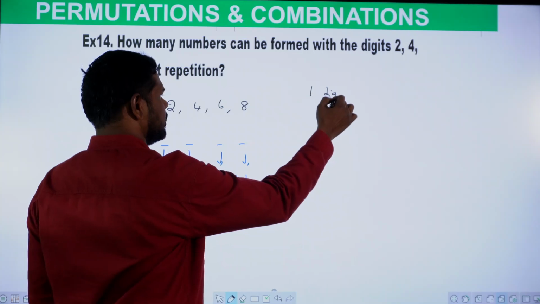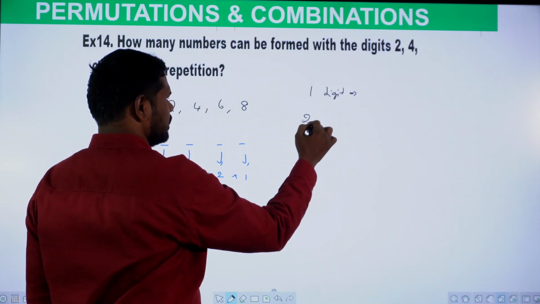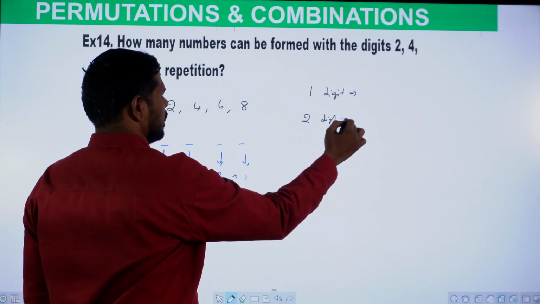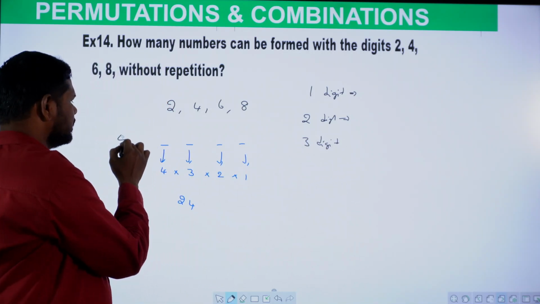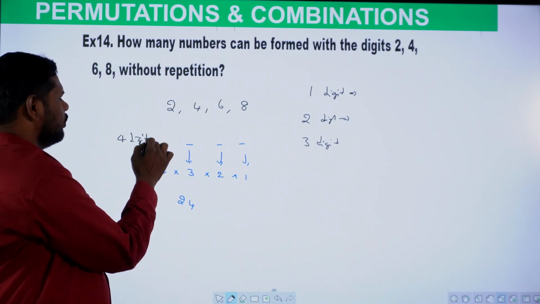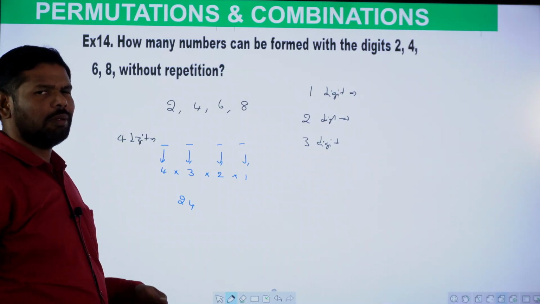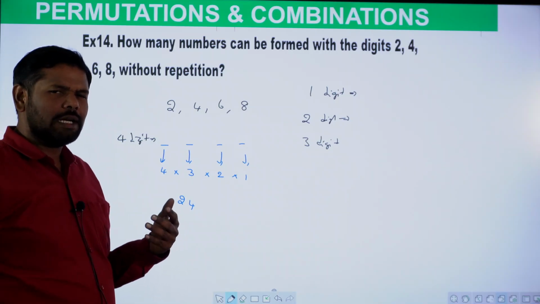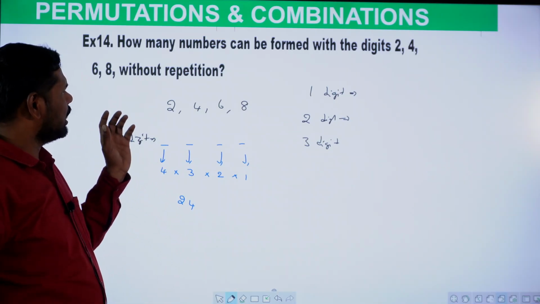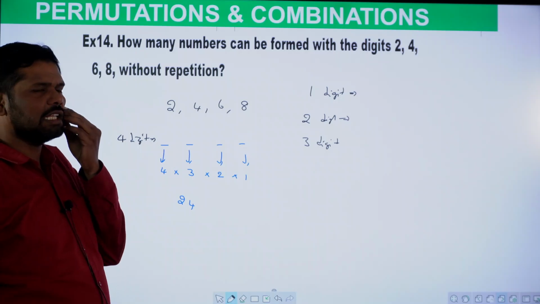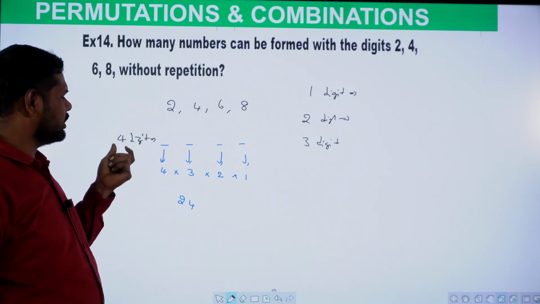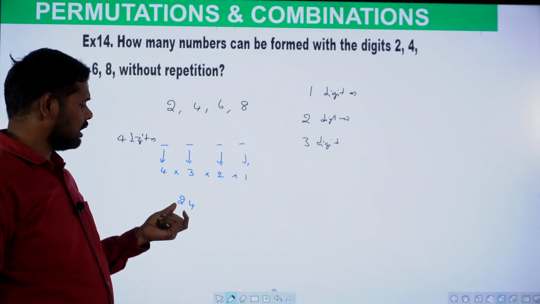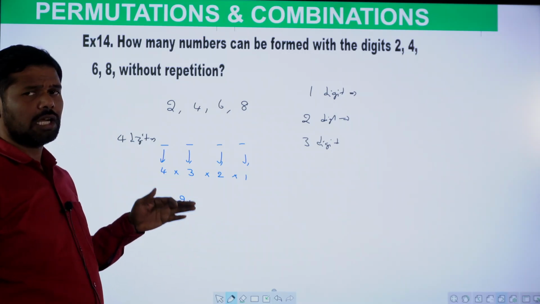1-digit numbers you need to find out, and 2-digit numbers, and 3-digit numbers, and 4-digit numbers. In general, we go for 4-digit numbers, because maybe in the exam we are not ready to think it through, or we have not received it exactly. So how many numbers means generally we consider 4 digits. 4 into 3 into 2 into 1, 24. That is definitely in the options.